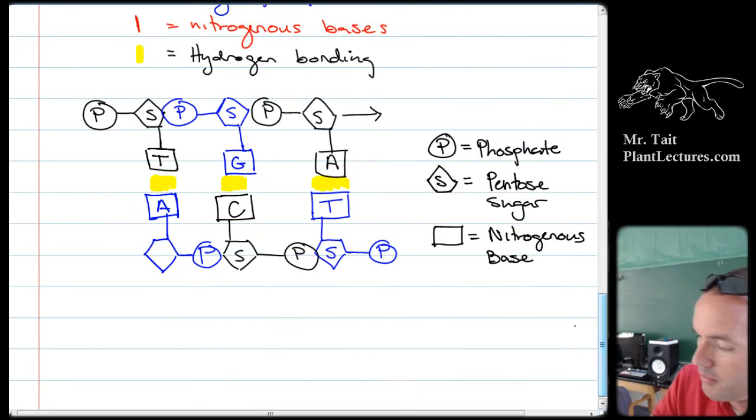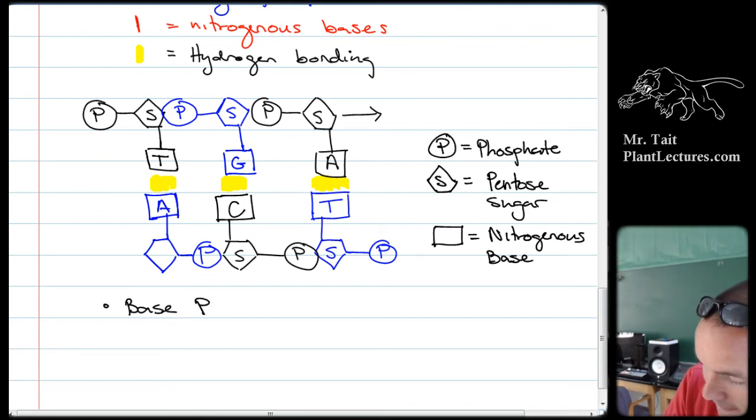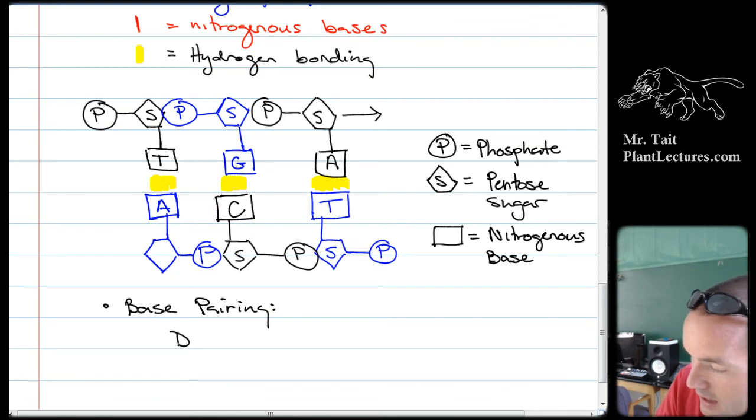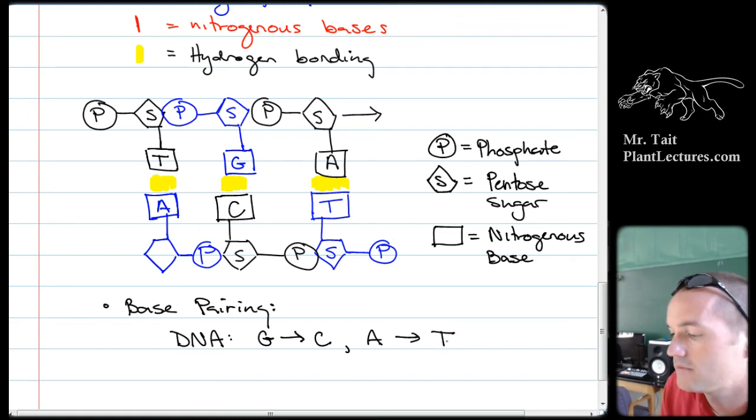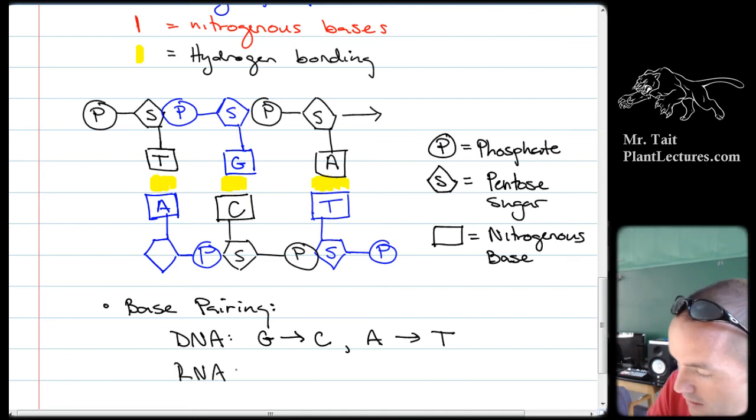So yeah, there's complementary base pairing. And the base pairing works like this. In DNA, guanine base pairs with cytosine and adenine base pairs with thymine. Okay. In RNA, the base pairing goes guanine to cytosine and then adenine to uracil.